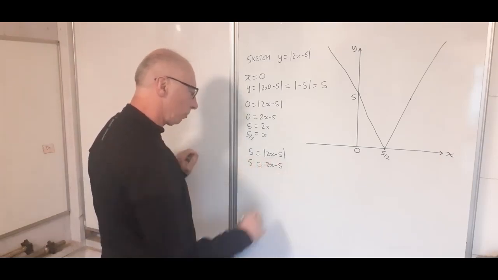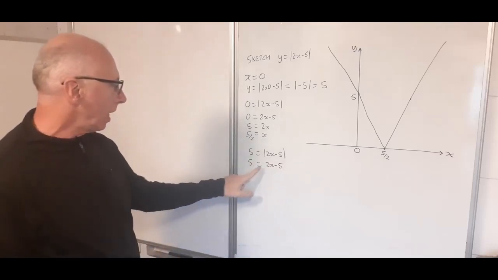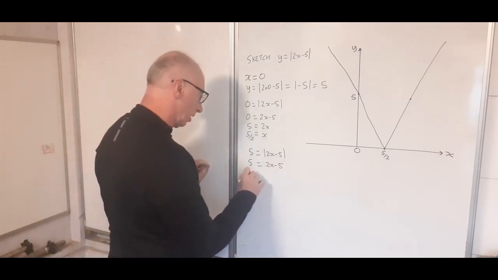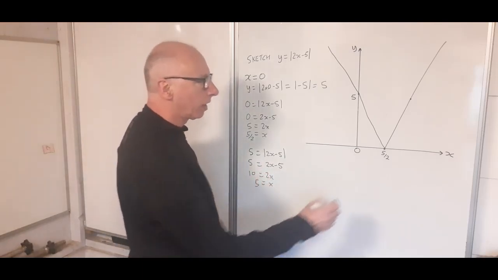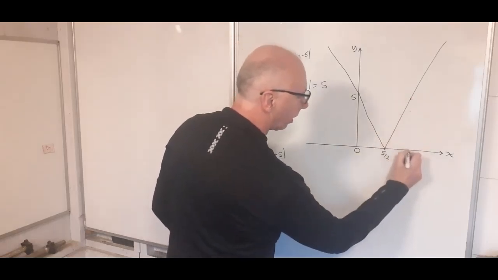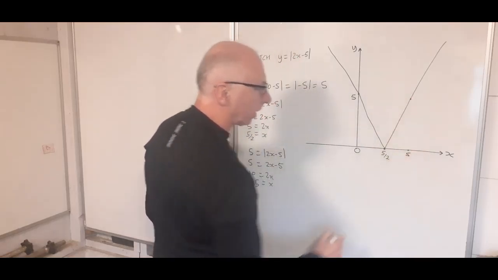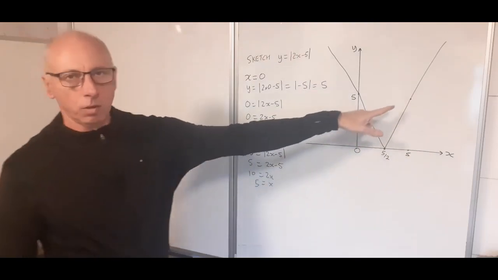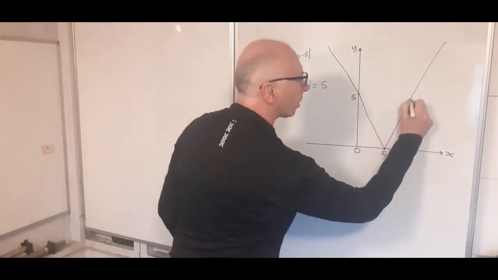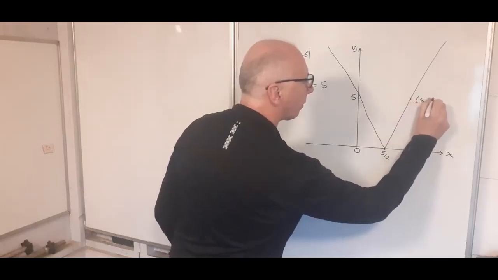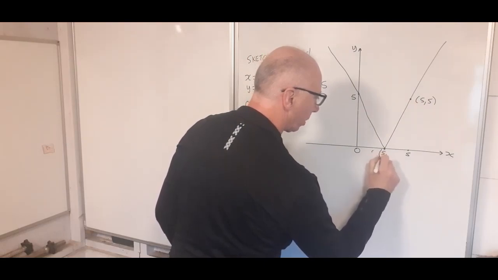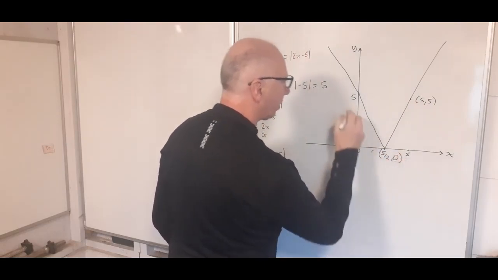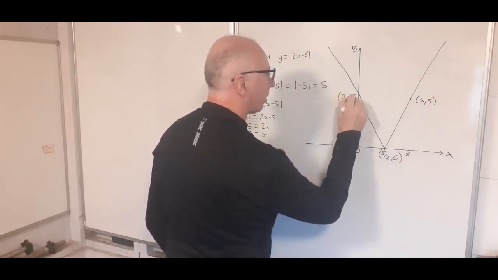In which case we just remove the brackets, then add 5 to each side. In which case now x equals 5. So this coordinate here will be at x equals 5, y is 5. So let's put the coordinates on properly. Here we've got 5, 5. Here we've got 5 over 2, comma 0. And here we've got 0, comma 5.